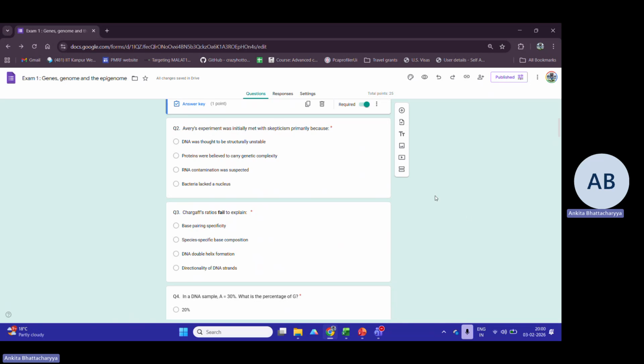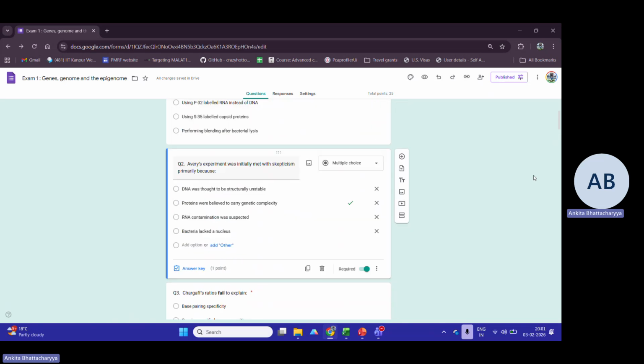So while this was okay, why was there an initial skepticism? That's what we've been asked. So, A, because DNA was thought to be structurally unstable, proteins were believed to carry genetic complexity, RNA contamination was suspected, or bacteria lacked a nucleus. It was actually because proteins were believed to carry genetic complexity, and for the first time some contrasting evidence had been shown, and therefore initial skepticism was what Avery's experiment was followed by.